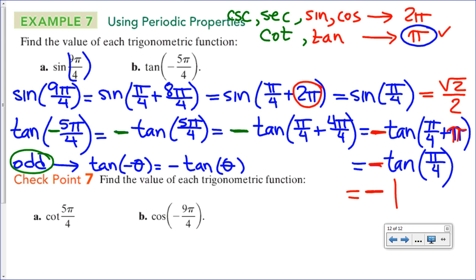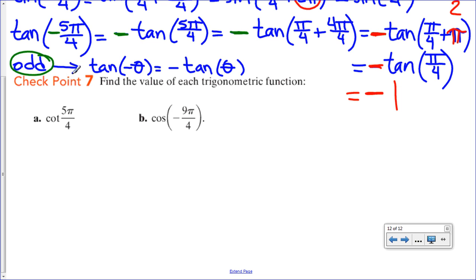Okay, the next two, I was going to have you do it, but I'm just going to do it with you. For cotangent, I would like you to use the following. Or do you guys want to do it? I think you guys can do it. Yes, you guys can do it. Start with cosine. Start with an easy one. Start with B.